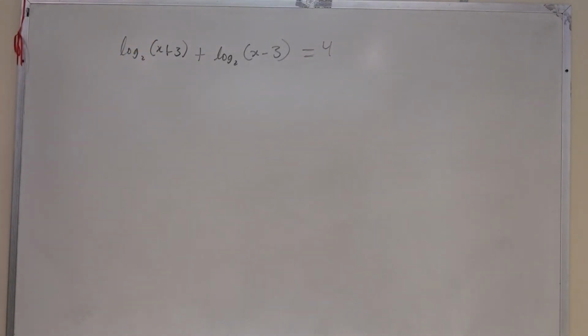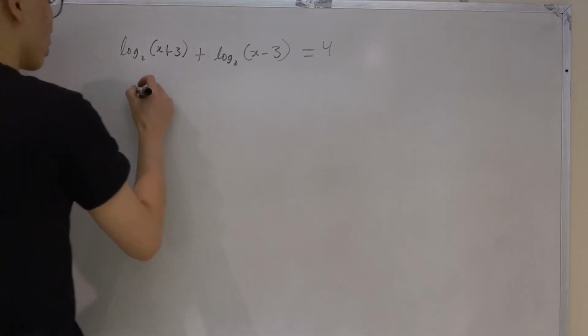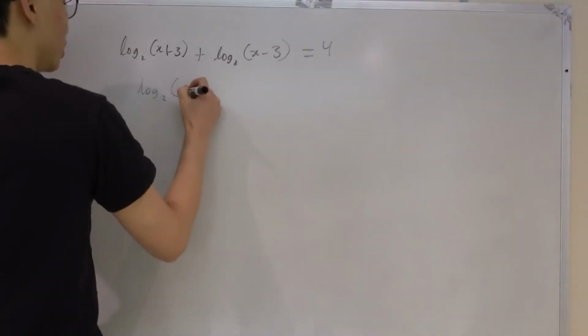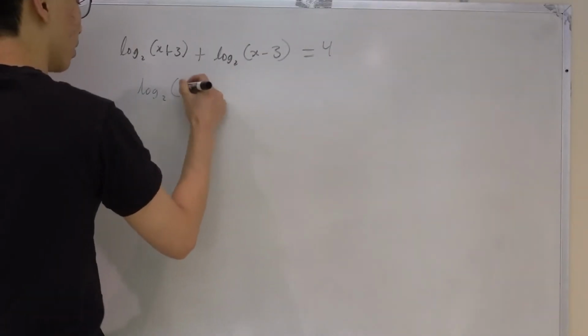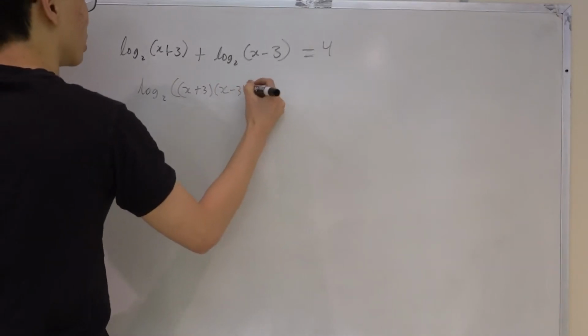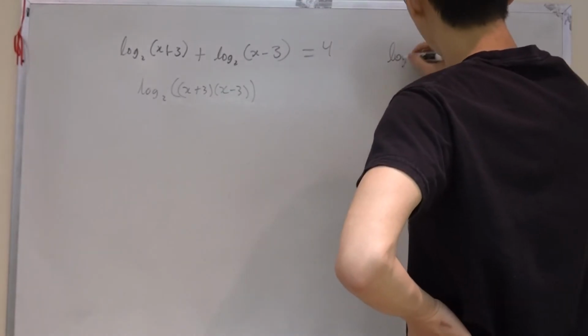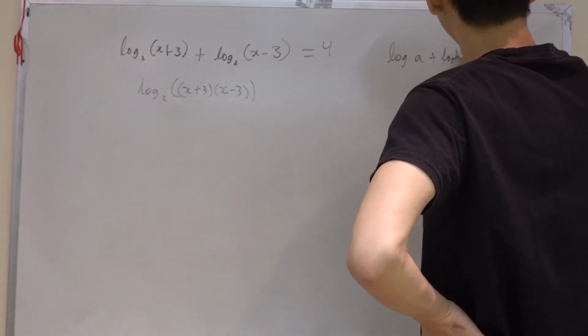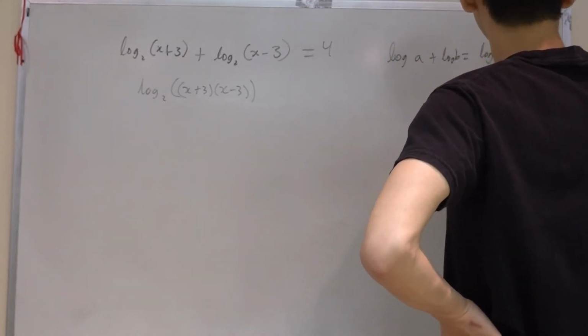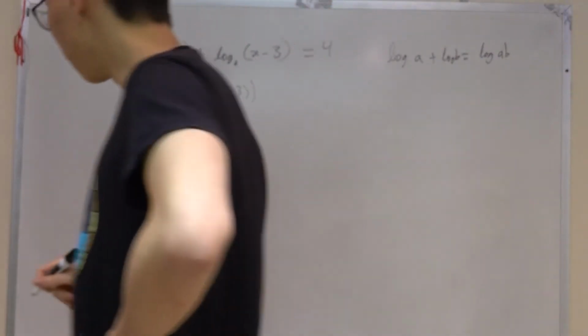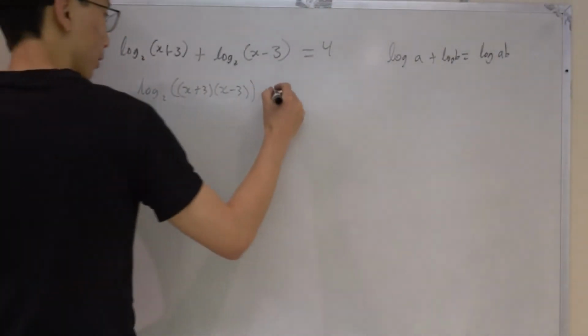Alright, so try your hand at that, see what you can do. So the first thing that you want to do is use your laws of logarithms to factor this out. So here we're using the law that log A plus log B equals log AB. I didn't write the base down, but it's okay. And the 4 here.